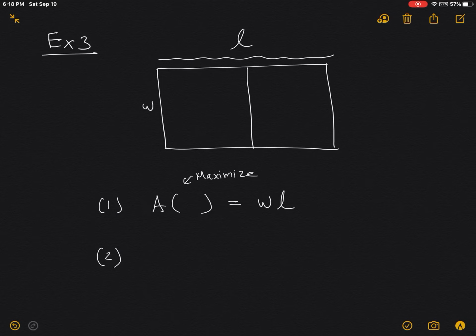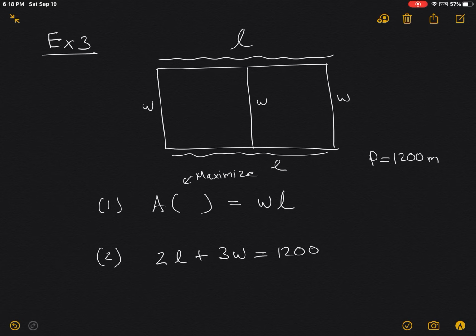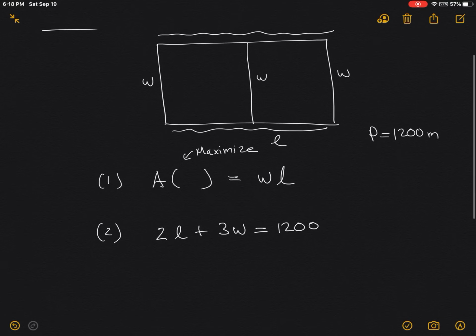And that second equation, how would I set it up? Well, Ken only has 1,200 meters of fence to work with. That means the perimeter of this configuration is 1,200 meters. Okay, so how would you write the perimeter? Well, this one is W, this one's W, and this guy right here is L. You would say 2L plus 3W is equal to 1,200. Okay, because he's trying to make a fence, so you have to include that middle W.